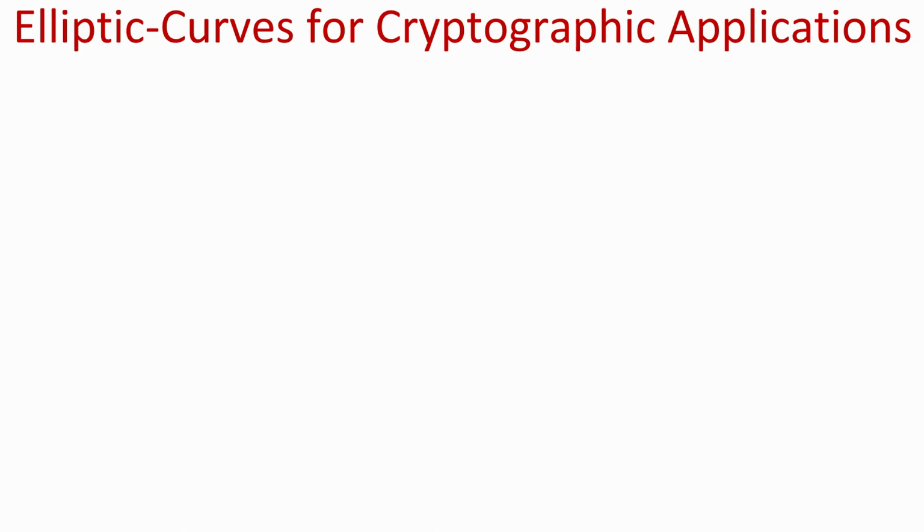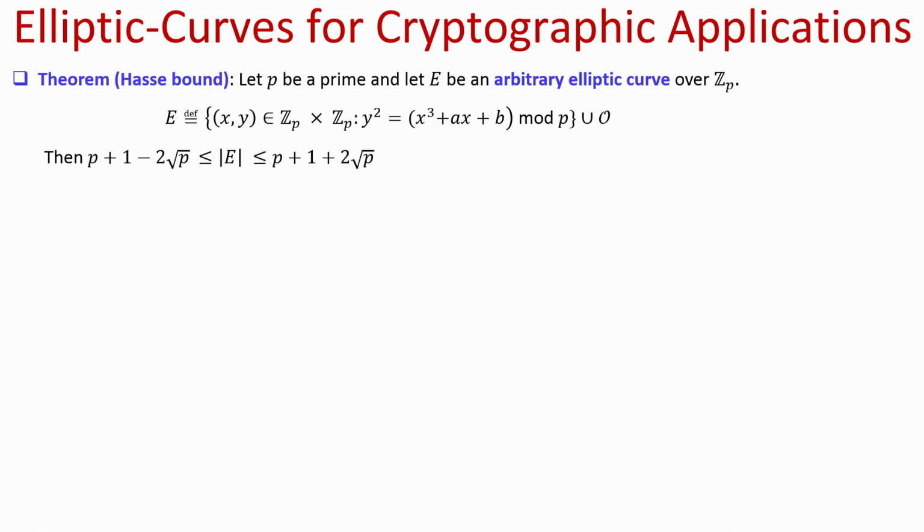So, now we have seen the definition of elliptic curves for cryptographic applications. The next question that we would like to answer is: is it the case that all elliptic curves modulo a prime are suitable for cryptographic applications? Before answering that, let us see an interesting result for elliptic curves modulo a prime. So, let p be a prime and say E be an arbitrary elliptic curve defined over Zp, which could be a singular curve or a non-singular curve, namely say E is the collection of all (x, y) pairs satisfying this equation along with the point at infinity.